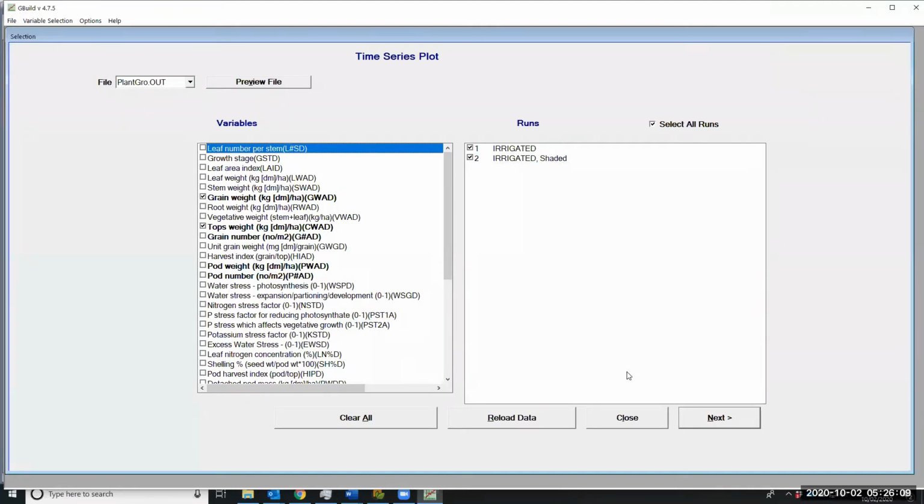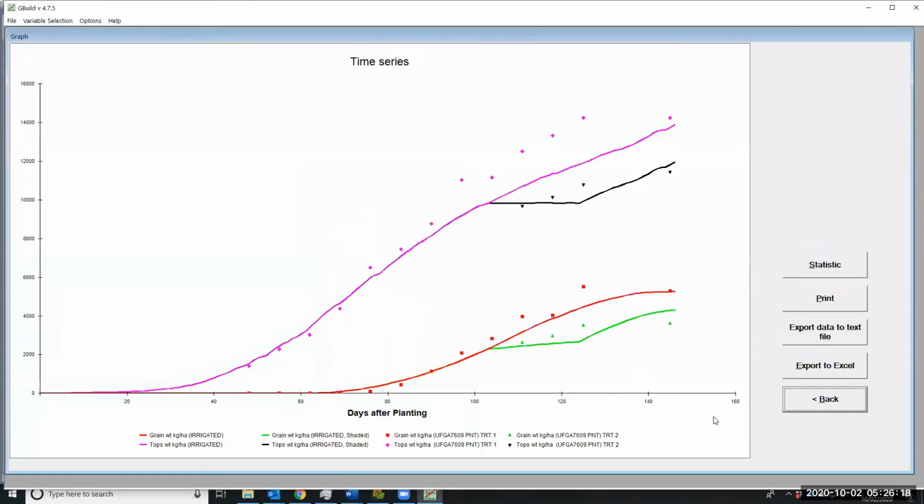Okay, and we can, I'm sorry. And we can see the effect that the shade cloth has on both the biomass and the grain weight.